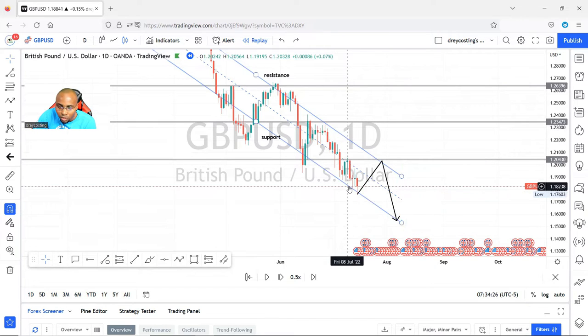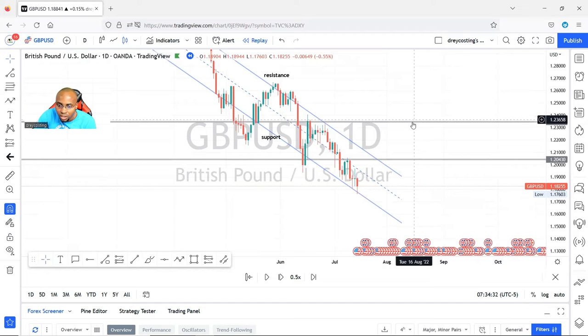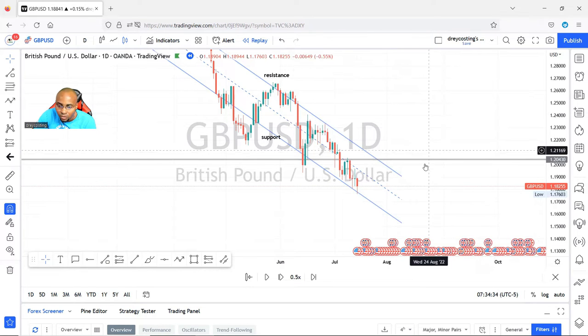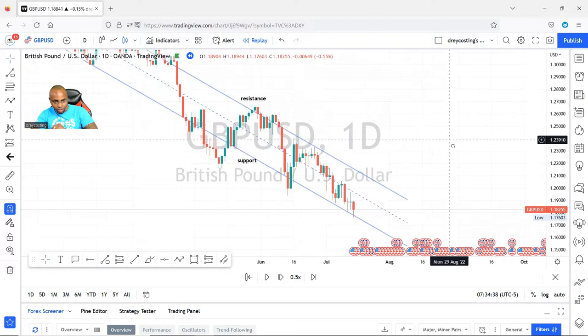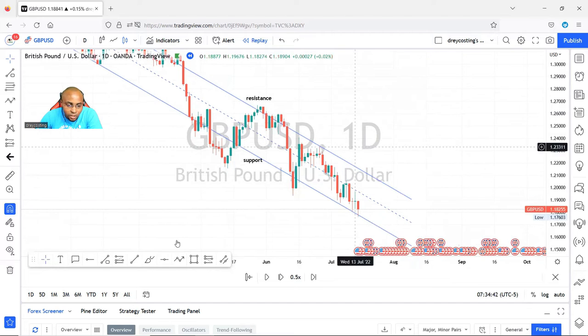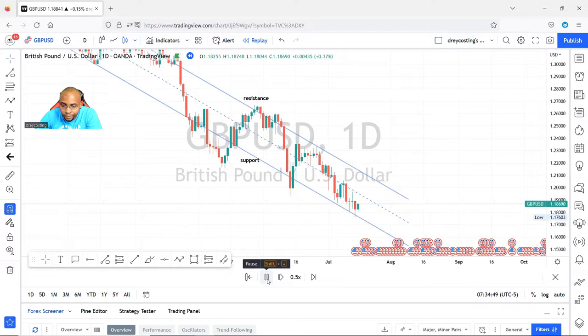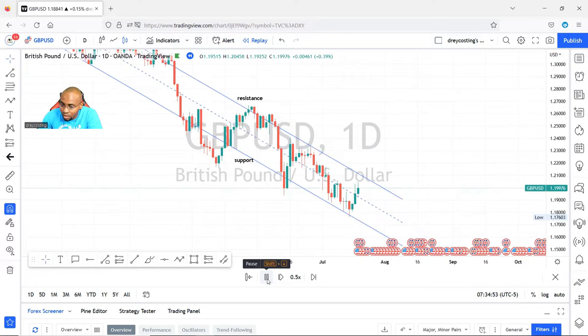What I'm going to do is remove the horizontal support and resistance, being that we're speaking on the channel. Our focus is on that today. So let's replay and see what happens. Play it out. Let's just see how it plays out and test my theory.